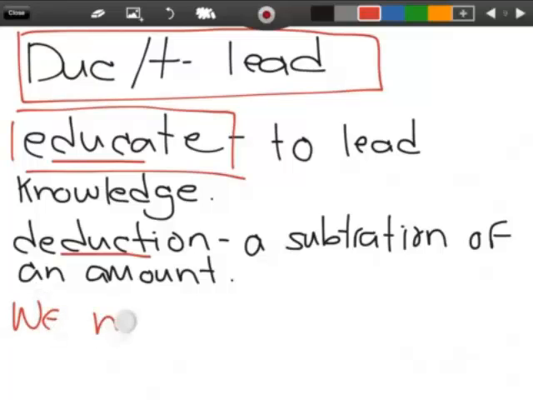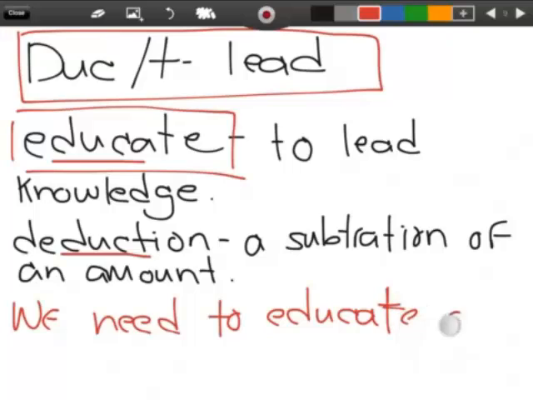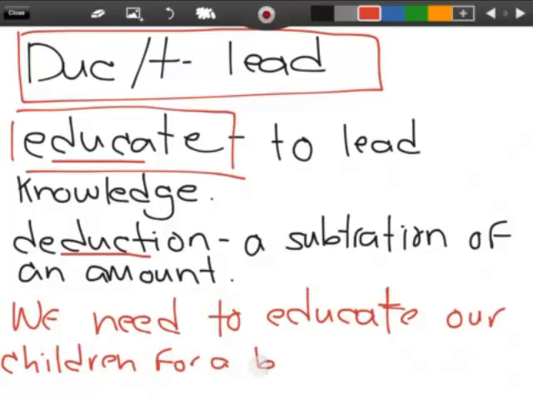I'm going to use this word in a sentence. We need to educate our children for a better future. I'm going to read that to you one more time. We need to educate our children for a better future.